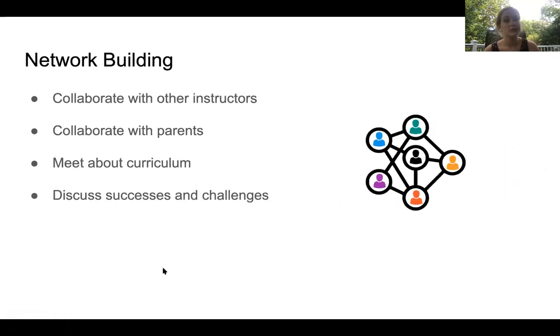Next, the most important thing is network building. I cannot do this on my own, therefore I need to collaborate with other instructors. I need to be able to also collaborate with parents, and that would mean meeting about the curriculum weekly. We would be discussing successes and challenges, things that went well and things that we could revise for next year or address in the next class.